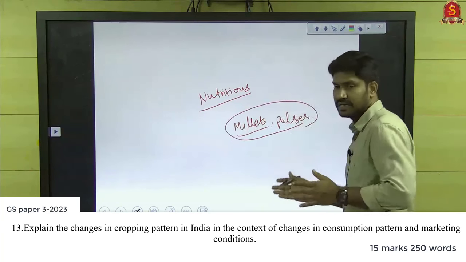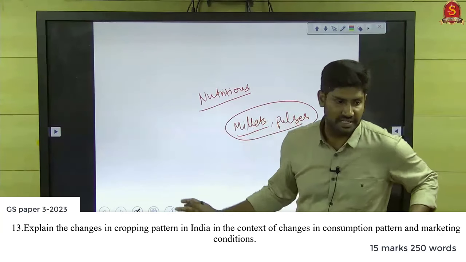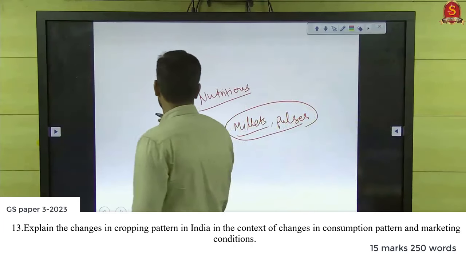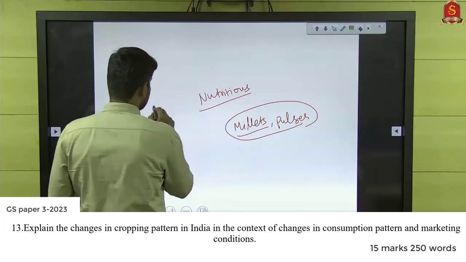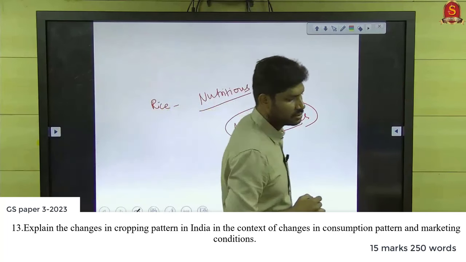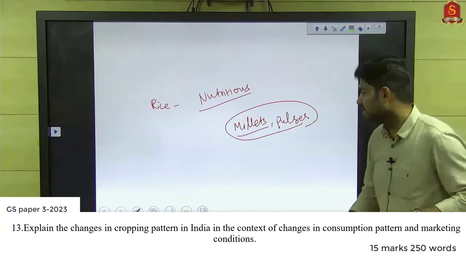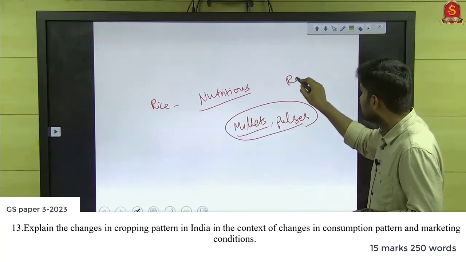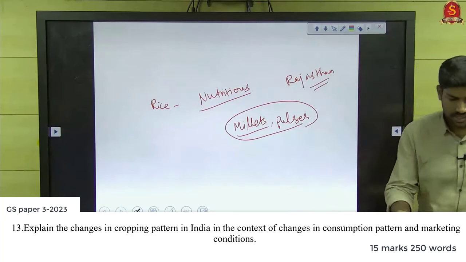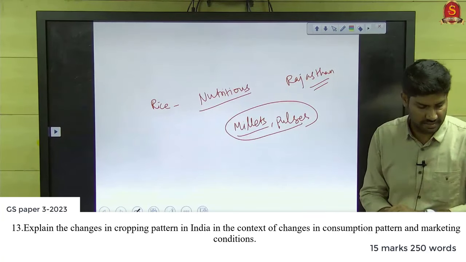So gradually, in recent times, the area under pulses and millets is increasing in Indian agriculture. It shows that the farmers are moving from the existing rice-wheat based cropping system to nutritious foods. So this is one important change. Then a specific example in Rajasthan, where the millets area and the pulses area are increasing from the existing cereals.